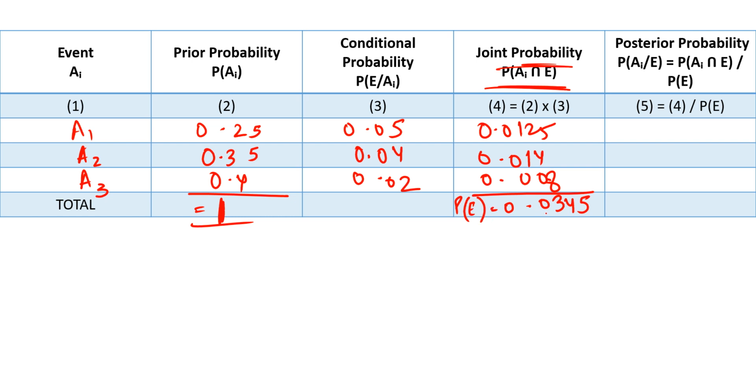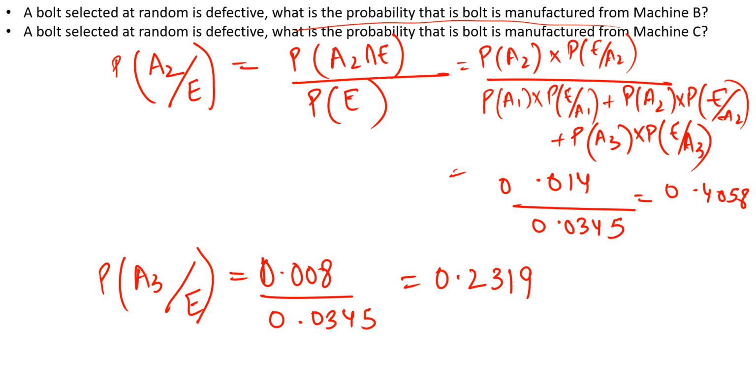of event E. Now the posterior probability simply states, we know this is the probability of Ai intersection E upon probability of E. So from here we can compute this as, I'll write down for A1, the rest I'll simply write down the value: 0.0125 upon 0.0345, which is simply equal to 0.3623. The rest of the values I'm simply copying down, 0.4058 and 0.2319, because we have already computed these values over here.